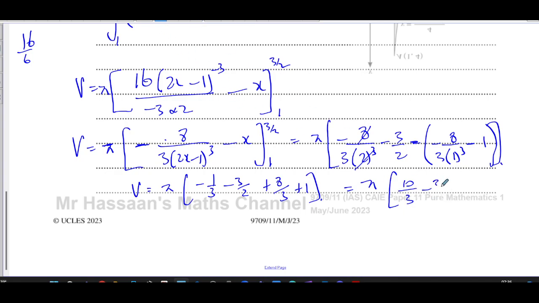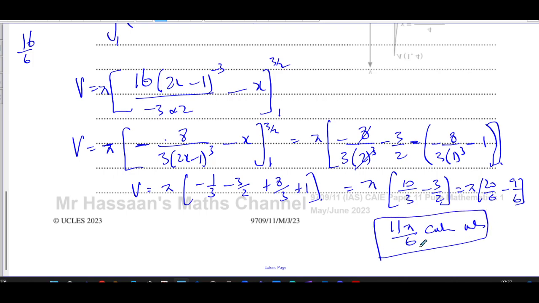Minus 3 over 2. So this gives me over 6. That's going to be 20 over 6. So you're going to have pi times 20 over 6 minus something over 6. That's going to be times 3 times 3, 9 over 6. Okay, so you have 11 pi over 6 cubic units. So there is the volume.